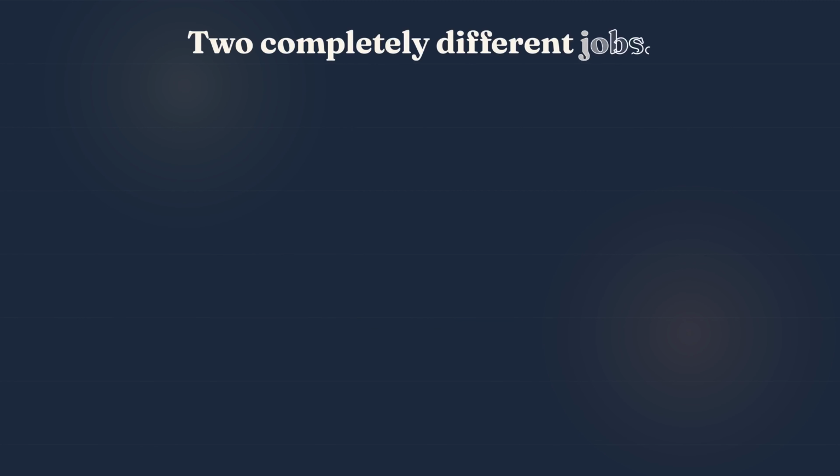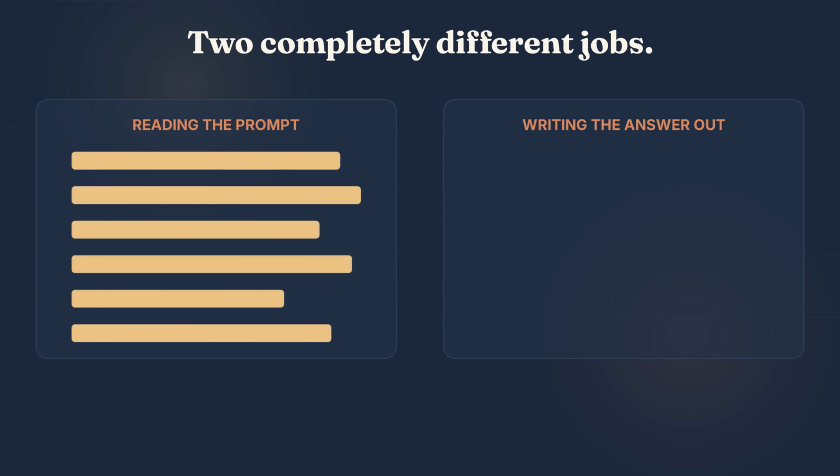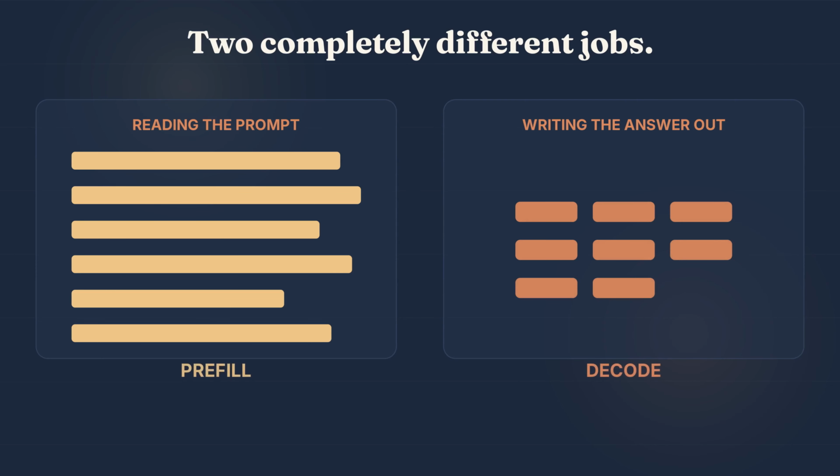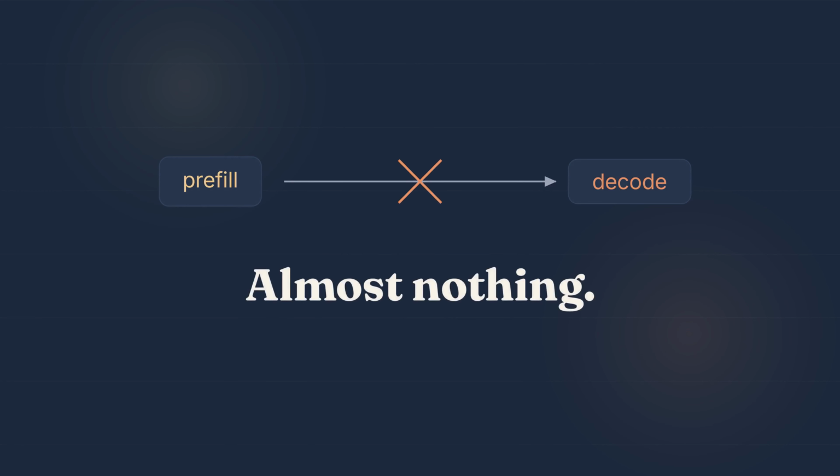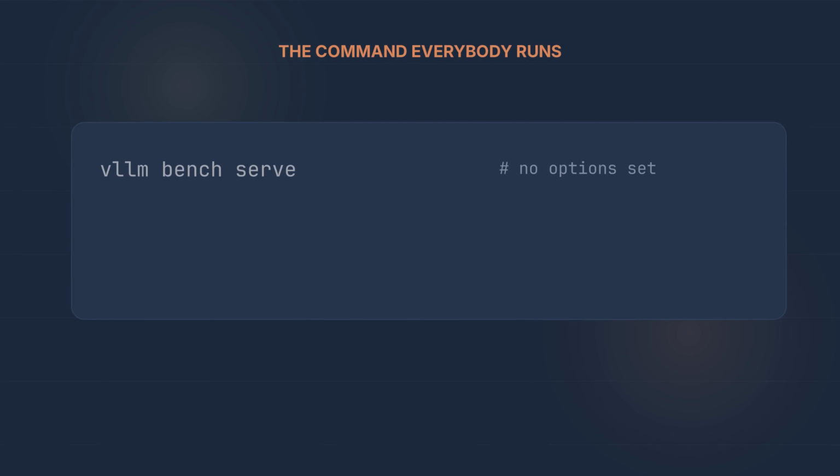And those 2 land on completely different parts of your server. Reading the prompt is one job, and then writing the answer out 1 word at a time is a completely different job, and they behave nothing like each other. Those 2 are called prefill and decode, and there's a whole episode on them earlier in the course. So how much does a test built on one of them tell you about the other? Almost nothing.